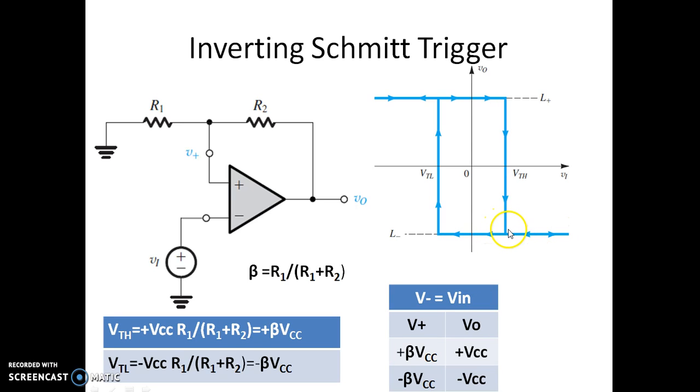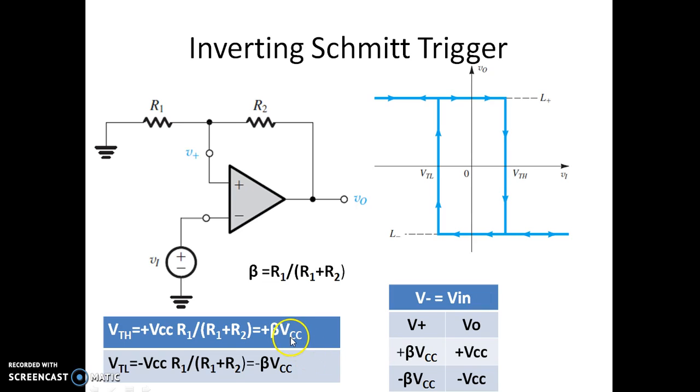Once it has reached minus Vsat, for the output to make a transition from minus Vsat to plus Vsat, the input has to go below VTL. If it is above VTL, it always remains at minus Vsat. If the input goes below VTL, only then it makes the transition from minus Vsat to plus Vsat. That VTL is given by minus VCC R1 by R1 plus R2, which is minus beta VCC.